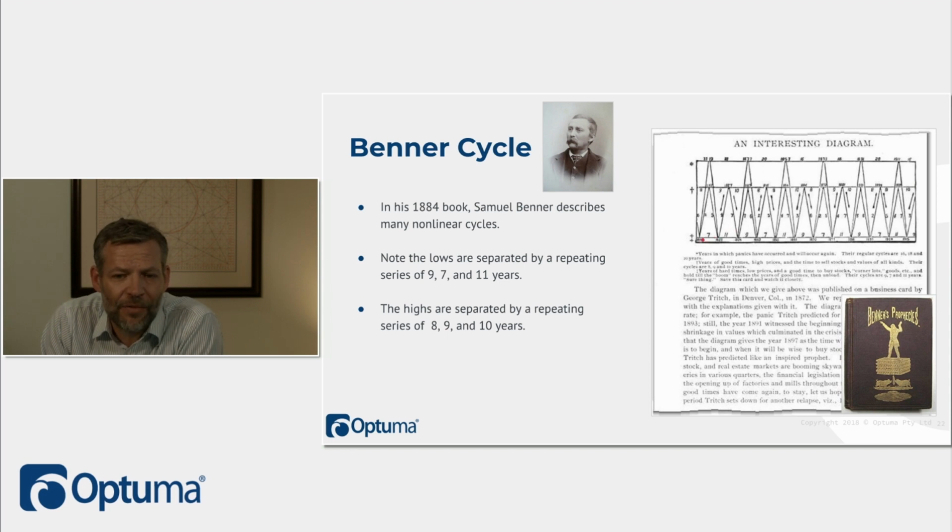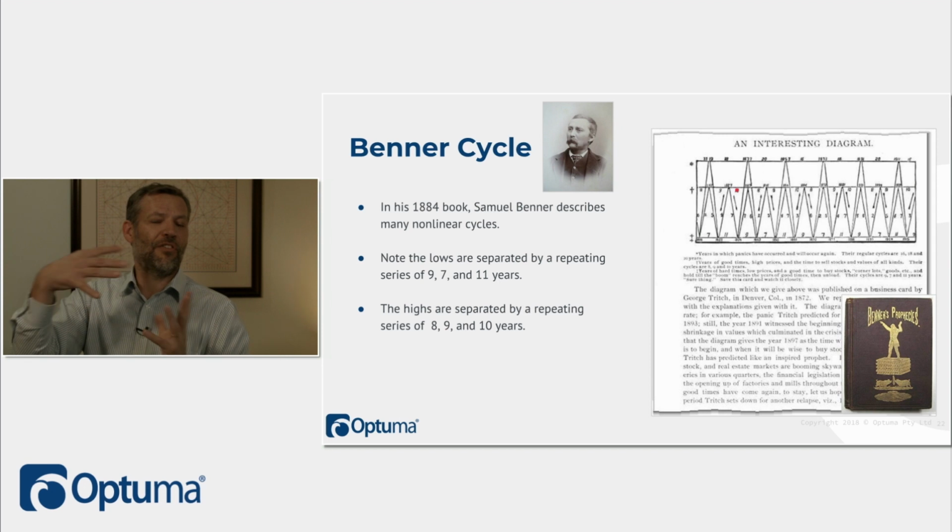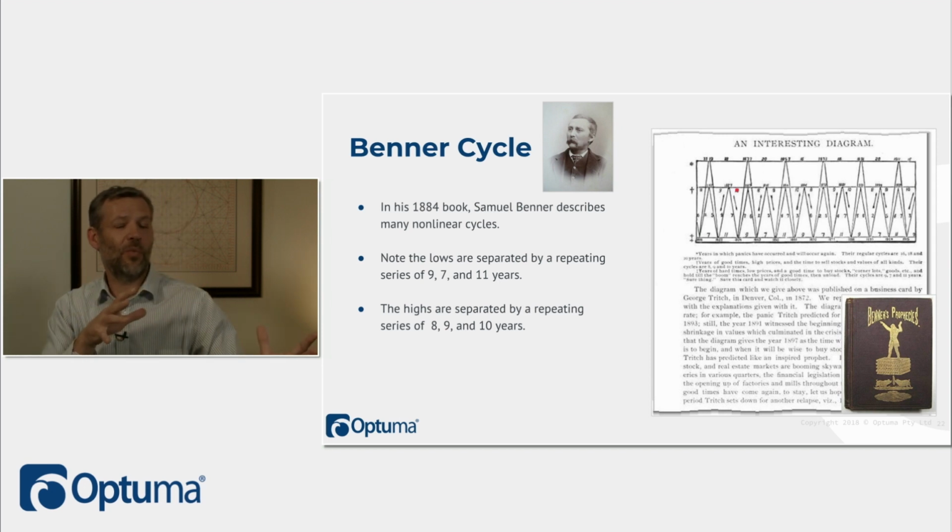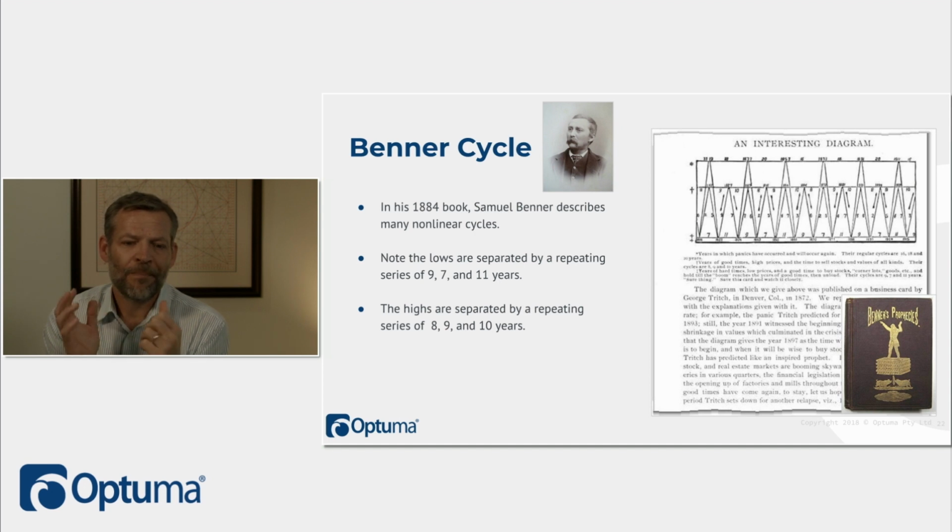You'll see that from lows, we have 7 years and then 11 years between lows and then 9 years as well. So he had this period and that just repeats: 7, 11, 9. But when you look at the highs, you've got 8 years and then 9 years and then 10 years. So a very different cycle, so there's a little bit of translation going on as well. Absolutely fascinating that all the way back in 1884, we've got people doing this type of research. So the Benner cycle is definitely worth knowing.